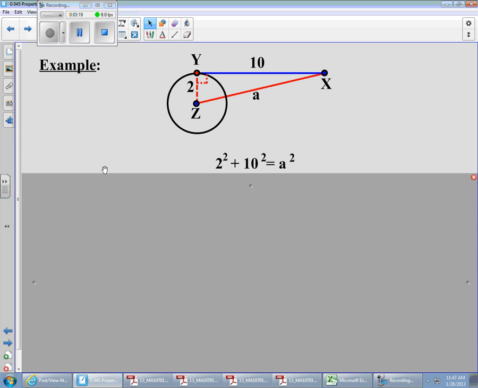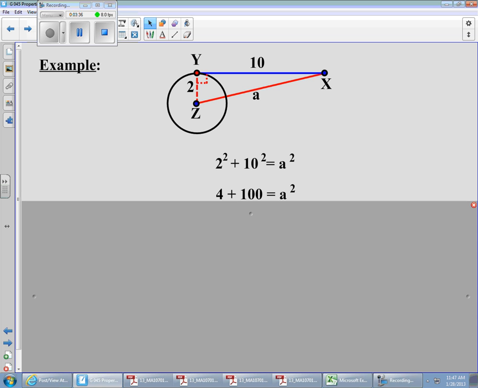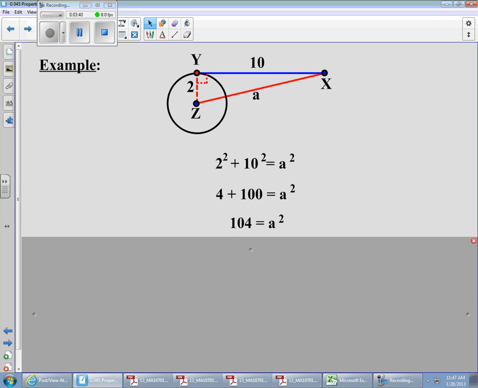We have 2, which is a leg of the triangle. We have 10, which is another leg of the triangle. And the hypotenuse, a, is unknown. So just plugging into Pythagorean theorem: what's 2 squared? 4. And 10 squared? 100. So we've got 4 and we've got 100. What's 100 plus 4? 104, not exactly calculator math there.